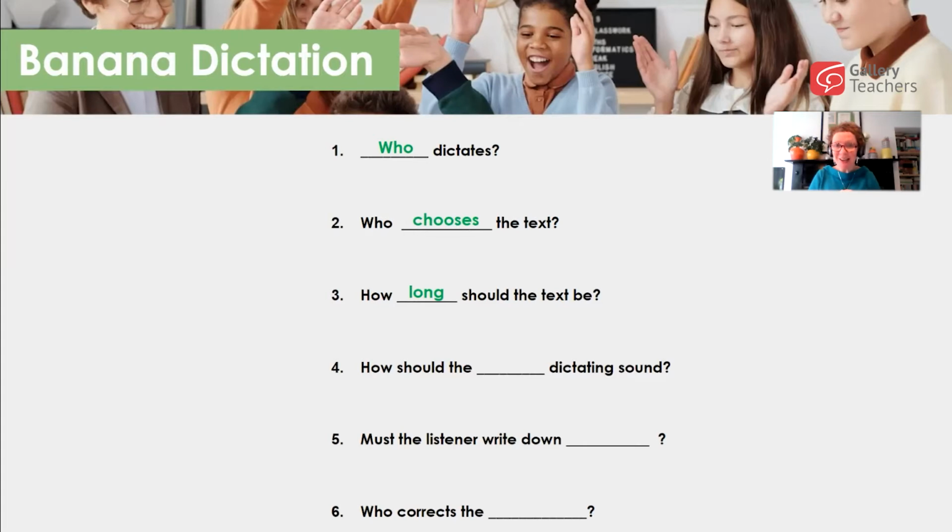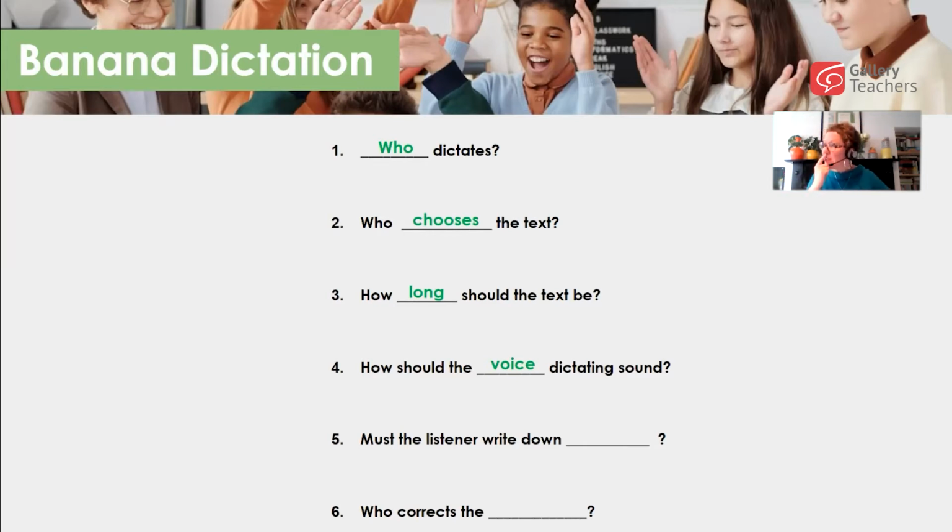All right, number 4, how should the person dictating sound? And here the missing word is voice. Okay, and again, if you think back to your experience of dictation, if you did it as a child at school, I certainly did. I grew up in France, and dictation is a classic in France. There's a national competition, it's on TV. Dictation is a big, big thing. And it was always the same. The voice dictating always spoke slowly and clearly, right?